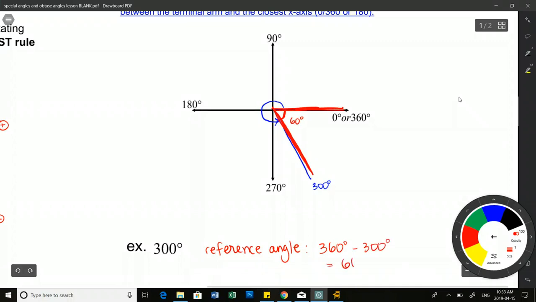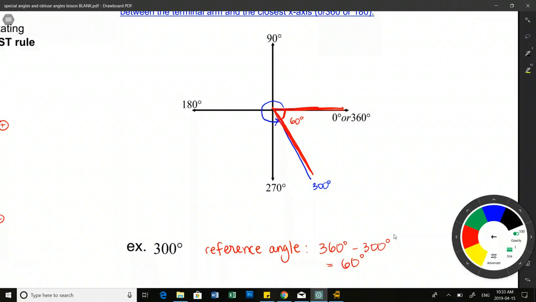Okay, it's not always going to be 360 minus the angle. This one just so happens to be closer to 360, so that's how we calculate it. So really what I'm saying is I'm taking a full rotation, and then I have less 60 than that. So it must be this little slice in here. If I take away that 300 from a full rotation, it must be 60. Okay, so you have to just use your common sense to find out what that little slice is.